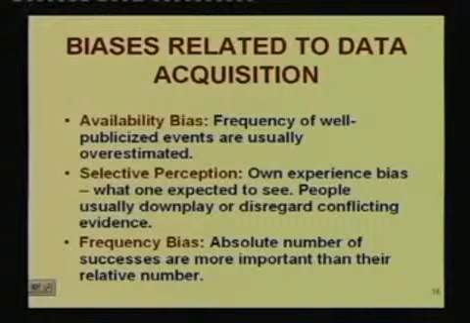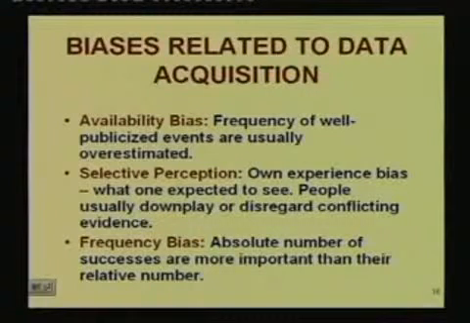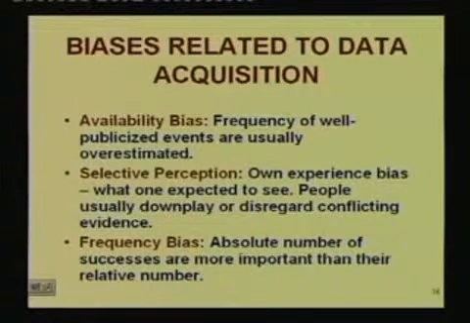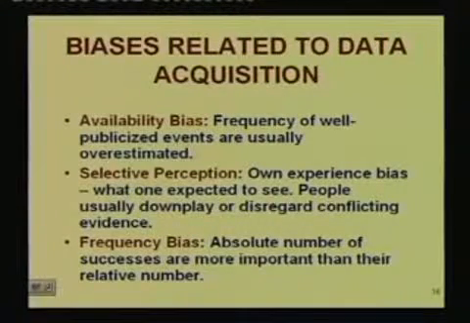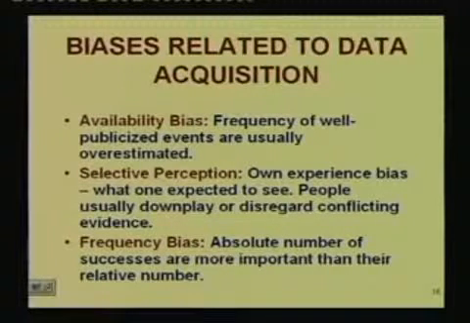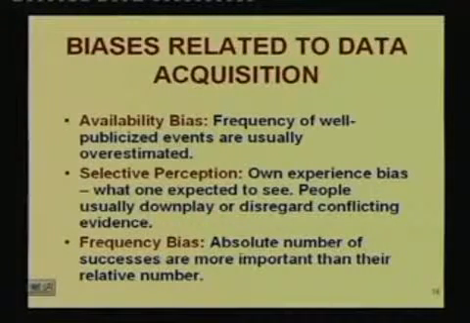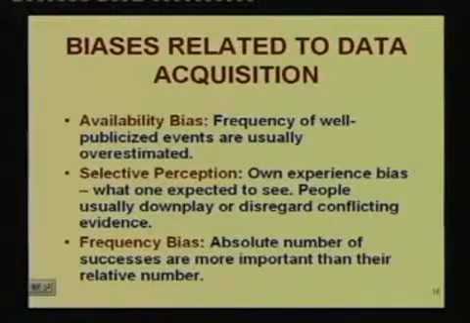Then we have the selective perception, own experience bias, what one expected to see. People usually downplay or disregard conflicting evidence. Now you see, because you are a person of a certain type, you have gone for a certain type of choices, then you tend to think that that is the right choice, because that is the right choice as far as you are concerned. But if someone chooses a different opinion, a different kind of lifestyle, a different kind of job, probably he or she has justifications, right? So that's why the own experience bias can lead people to collect data in that particular manner.